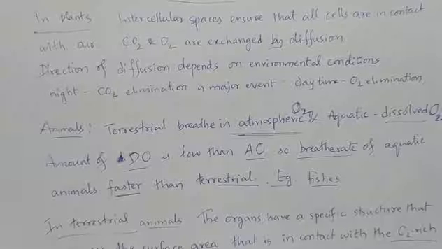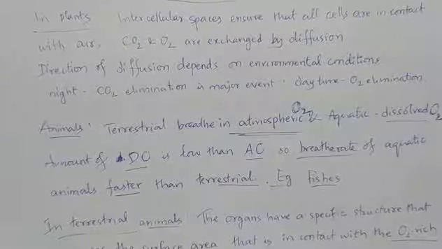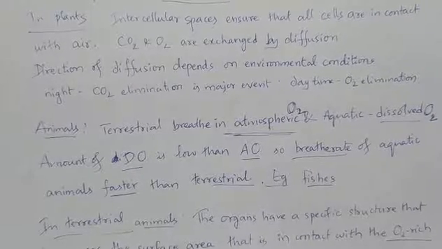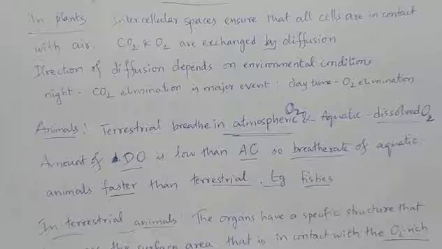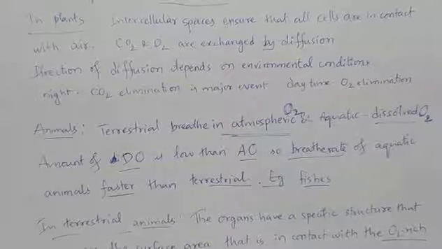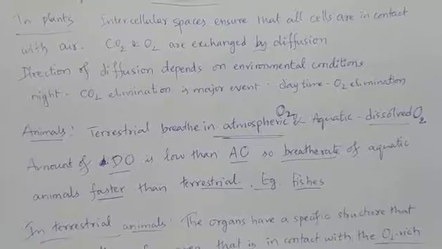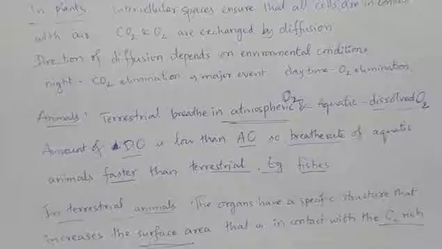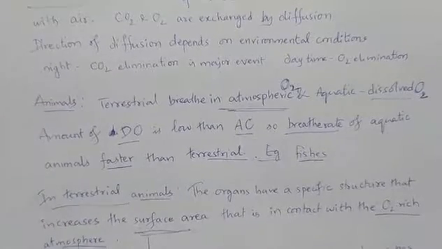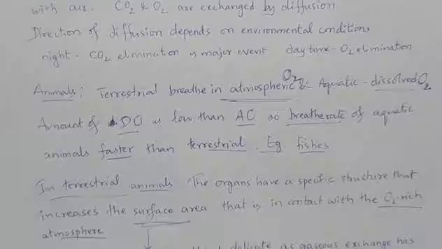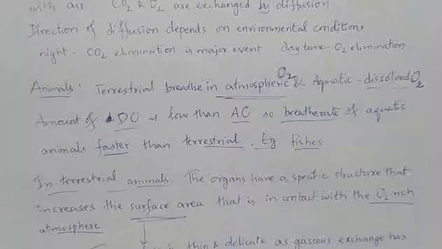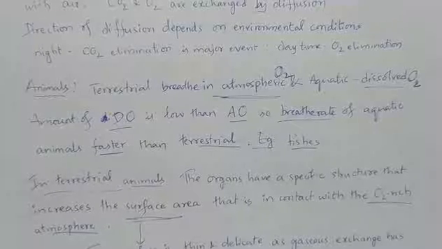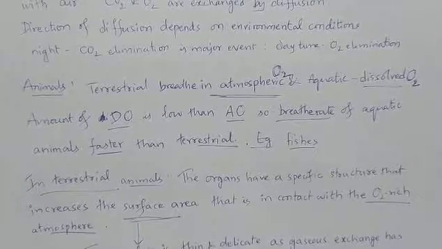And gas exchange, that is, intake of O2 and release of carbon dioxide, occurs by means of diffusion only. As the large intercellular spaces are present, cells are in contact with air. This ensures that the CO2 and O2 are readily exchanged by diffusion. And in plants, the direction of diffusion depends on environmental conditions. Environmental conditions means daytime, a particular type of environmental conditions will be there. Night time, another particular type of environmental conditions will be there.